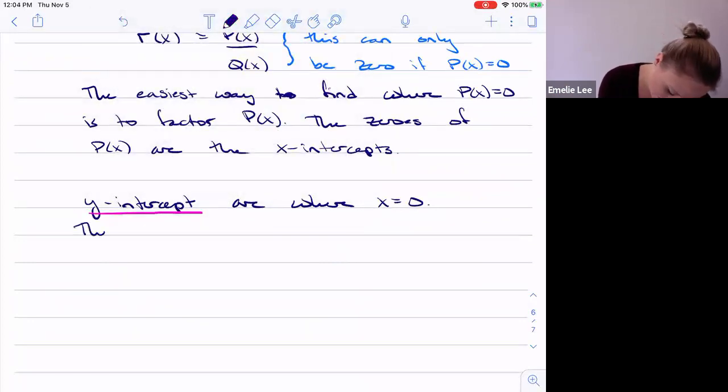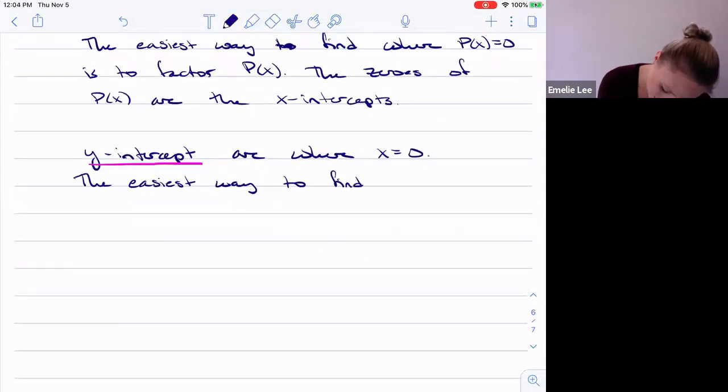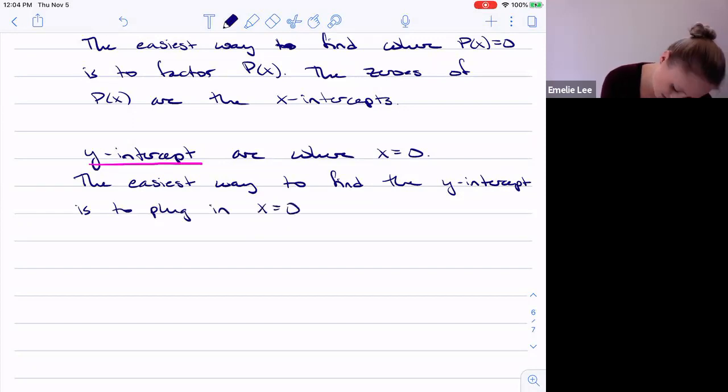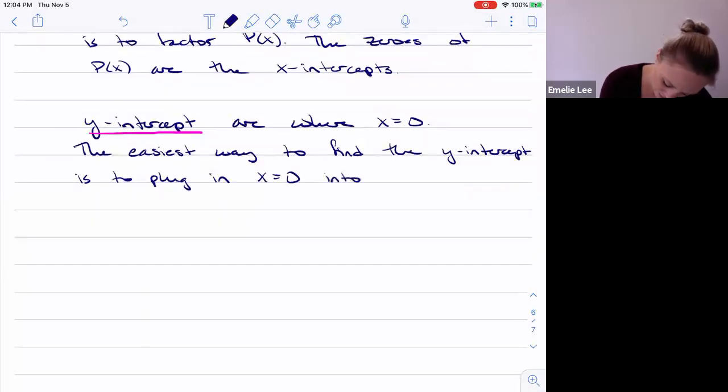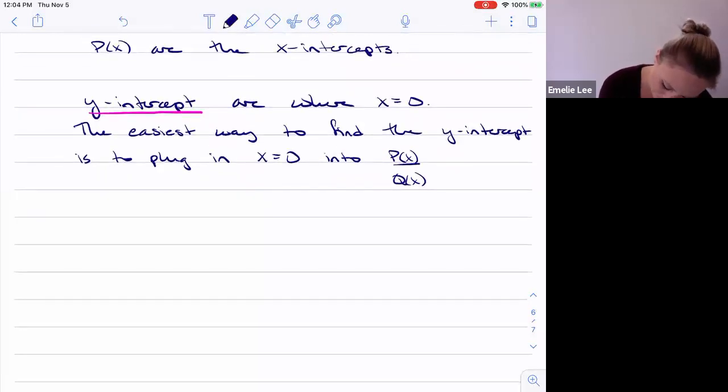The easiest way to find the y-intercept is to plug in x equals 0 into p of x over q of x, which is actually equal to y, right? Y is p of x over q of x.